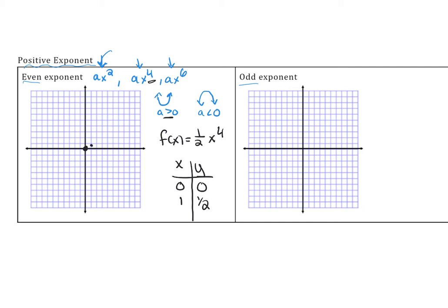So over 1 up half, and you can reflect it. If I go 2 to the fourth is 16, and then cut that in half, I've got 8. So 10, 9, 8 right here, and reflect it over.